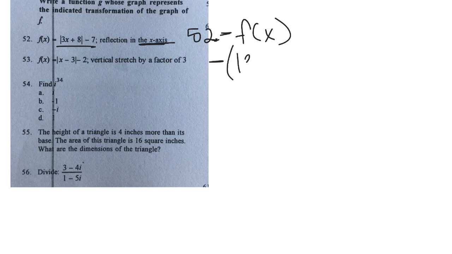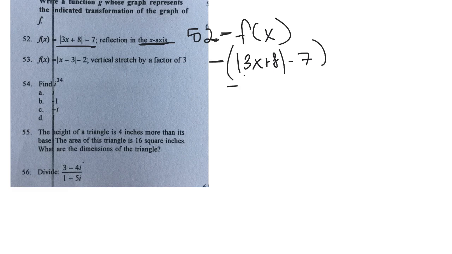Okie dokie. This is page 5. Write a function g whose graph represents the indicated transformation of the graph of f of x. So f of x is the absolute value of 3x plus 8 minus 7, and we want a reflection in the x-axis. Reflection in the x-axis is negative f of x, where we multiply the entire function by a negative. So negative absolute value of 3x plus 8 minus 7.